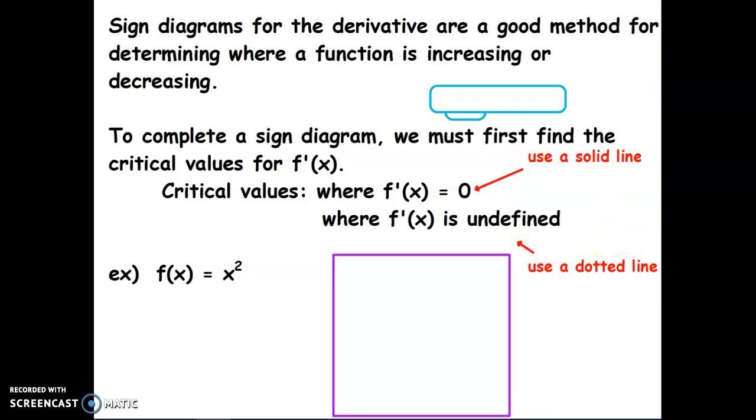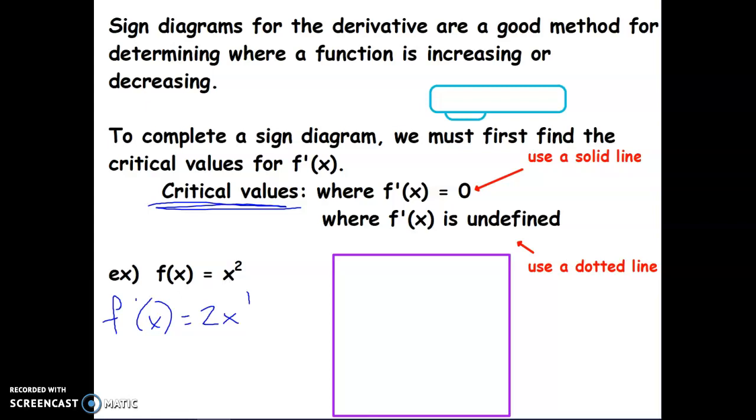Okay, so let's look at this one. f of x equals x squared. The first thing I want to always do is find my critical value. So I'm going to take the derivative, f prime of x. All right, the derivative of x squared, that 2 is going to move down in front. And then for the new exponent, 2 minus 1 is 1. So 2x to the first, or just 2x.